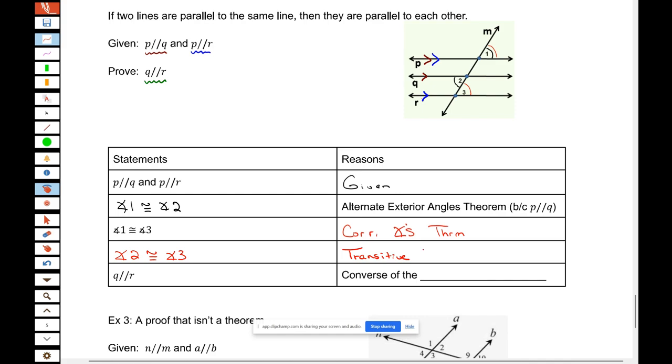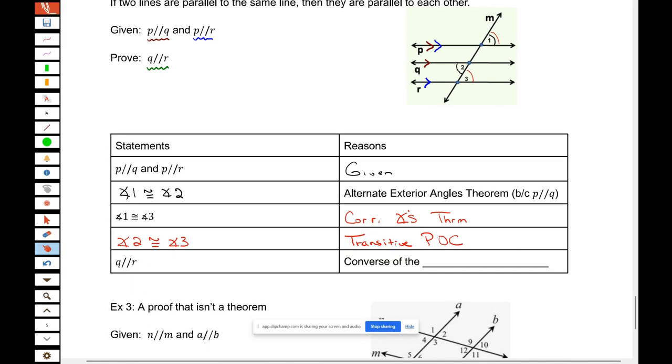All right, and we could say property of congruence, but I'm happy if you write transitive. Technically, it could be substitution. Remember our big discussion in class about how all transitive is substitution, but not all substitution is transitive. And we did an example to show that.